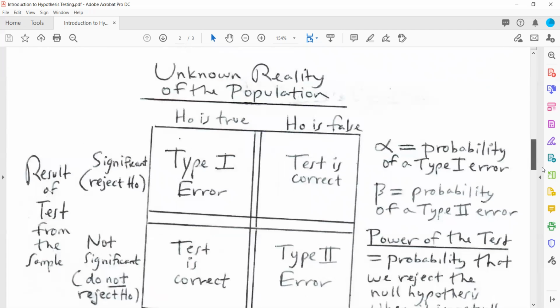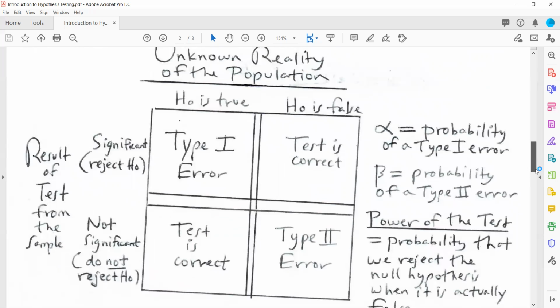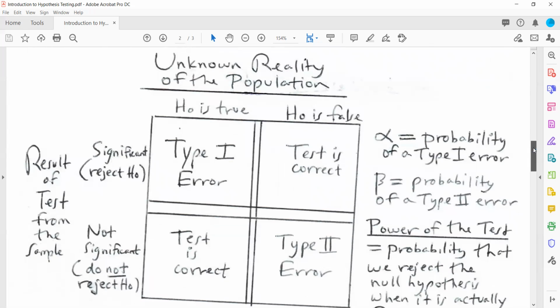Now, this chart here is in many statistics books. It's used quite often. Sorry for the little slant here. I guess the paper I was using was at an angle.